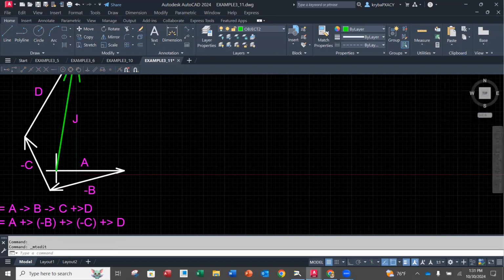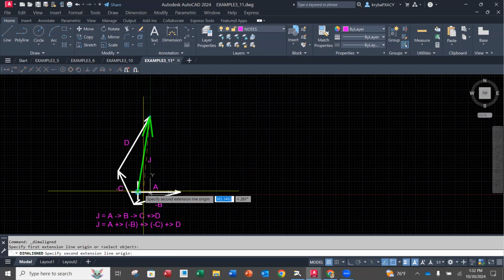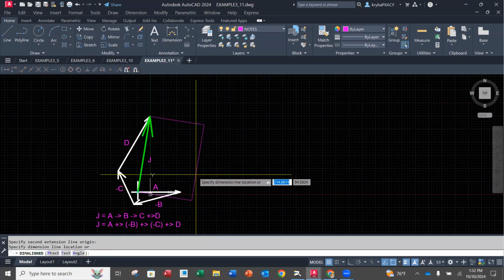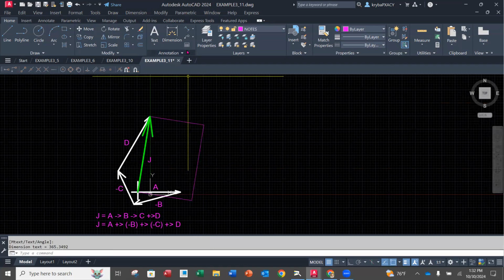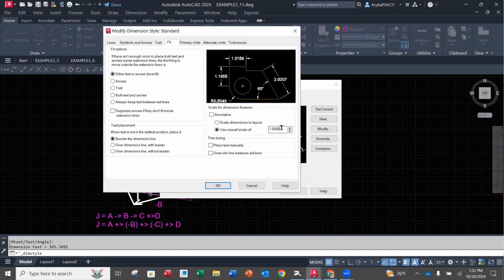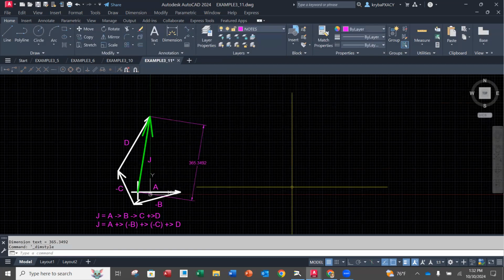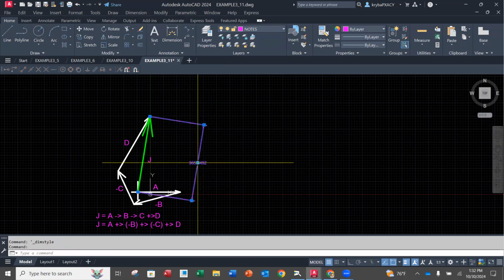And now I'm going to add lengths and angles. So I'm going to do the align dimension from this endpoint to that endpoint. Obviously, it's going to be super small, so I'm going to go to my dimension, modify, fit. I do 80. It's really small. Set as current, close. Pretty good. If you wanted to adjust it a little bit more, you could.